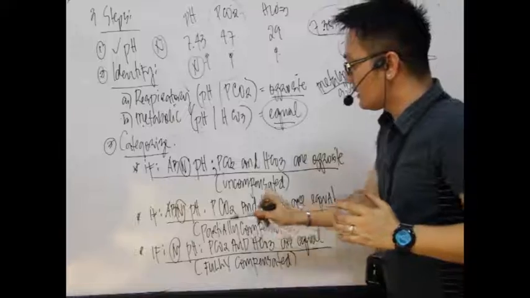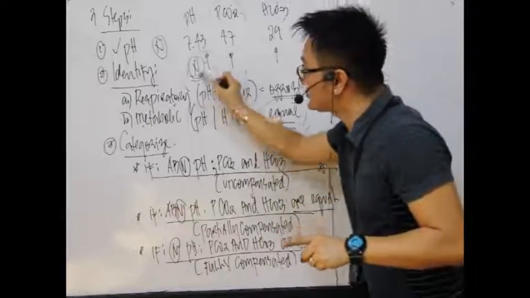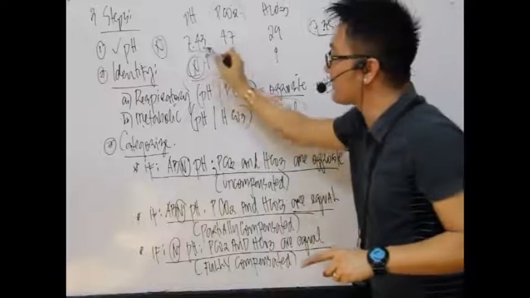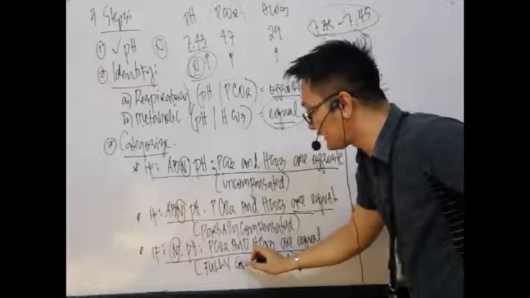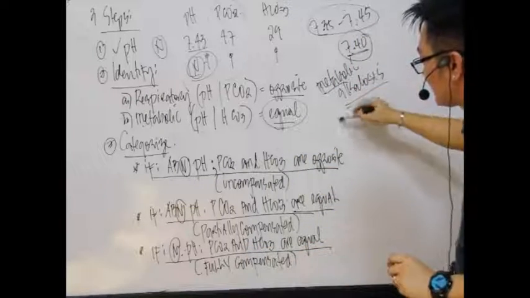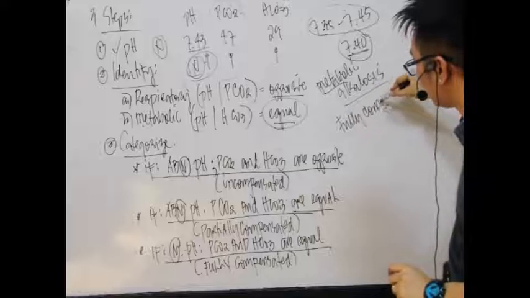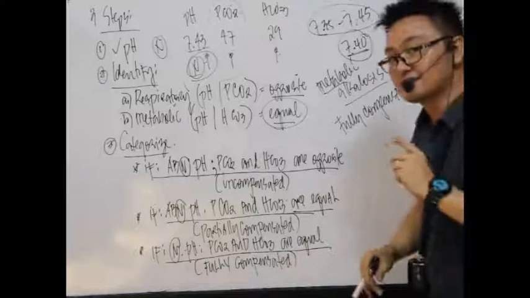Question. Is the pH normal or abnormal? Answer, the pH is normal, right? It is within the range. Therefore, if the pH is normal, what is that? Fully compensated. Therefore, this is metabolic alkalosis, fully compensated. Can you follow? So please do not forget this.